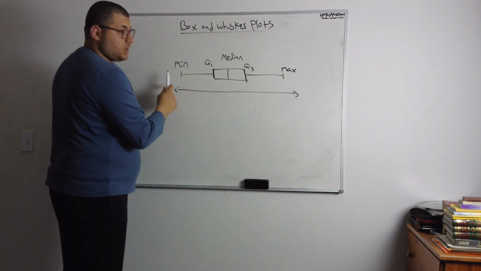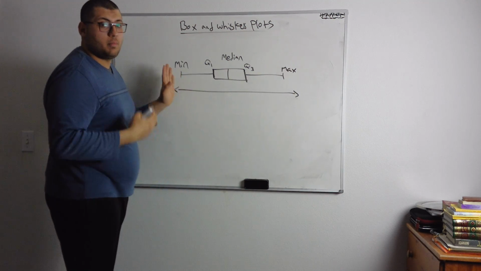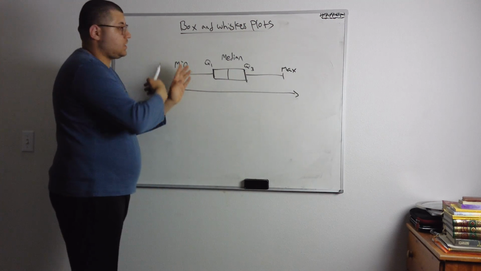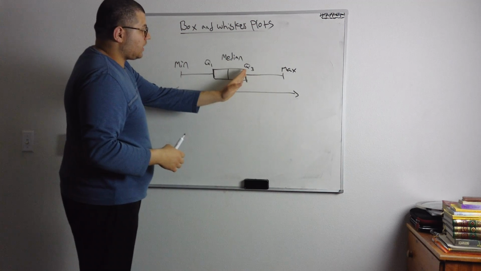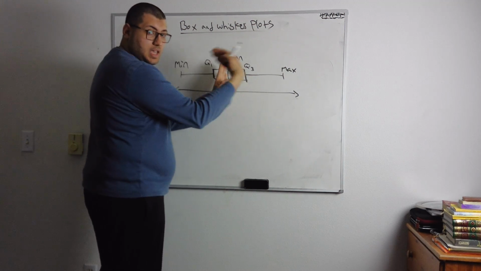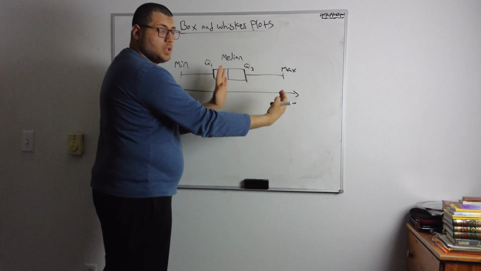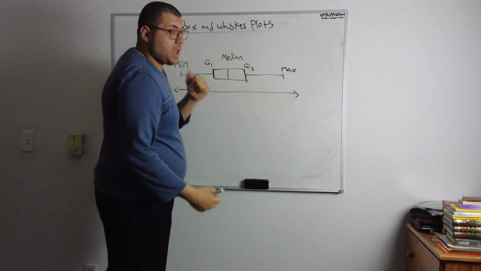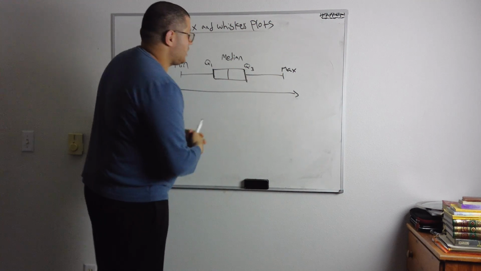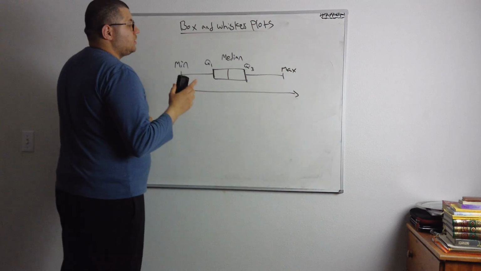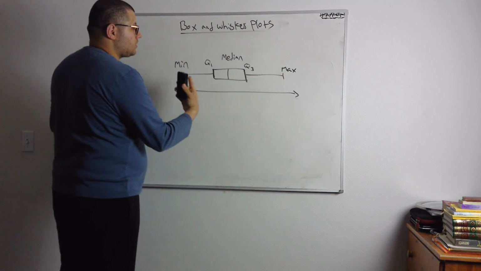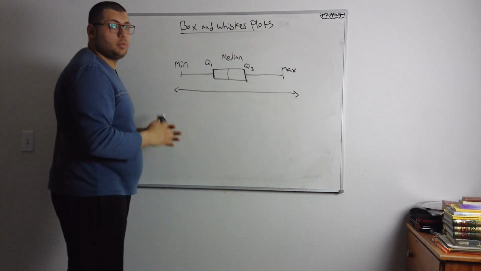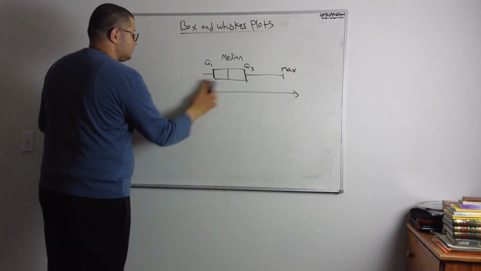So, the least number of the data, quartile 1, which is the middle number of the left side of the data, the median, the middle number of the data itself, quartile 3, the middle number of the right side of the data, and then the maximum, the greatest number in the data. Now that we know what a box and whisker plot looks like, let's actually apply it using real data.